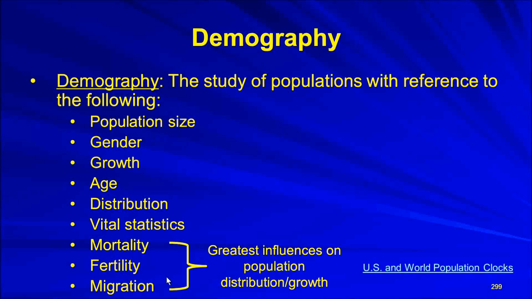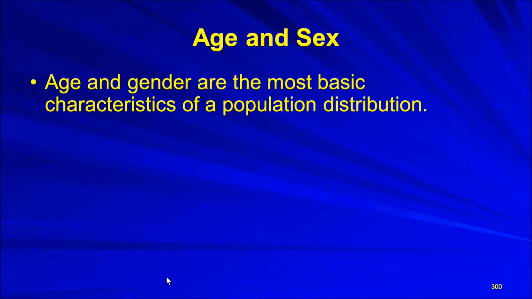But I don't want to get too far afield on that. I'm just trying to give you an idea of what demography covers, some of the variables that they're interested in, and then which influences population growth the most. Okay? Now, when we look at demography, the variables that are looked at most often are age and gender. Okay, these are factors that we study and look at, and determine their influence or effect.